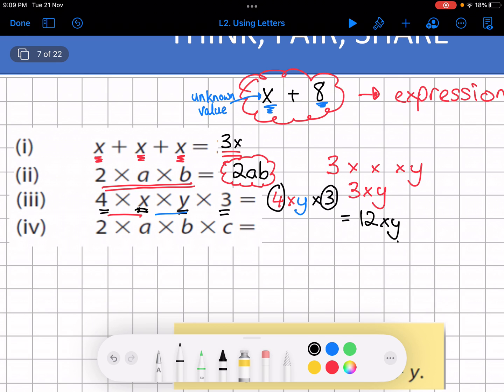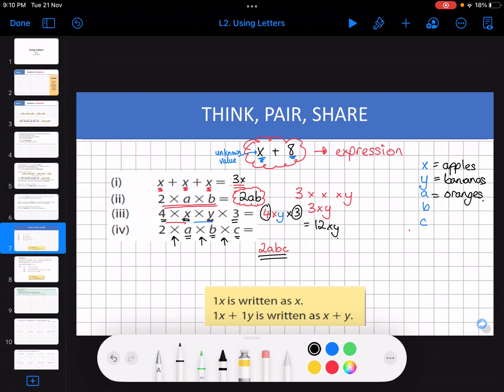Finally, if we have 3 letters in our sum, so A, B, and C, the same rules apply to the last one. 2 multiplied by A is just 2A. Then 2A multiplied by B is 2AB. And 2AB multiplied by C is 2ABC. So it just means you can get rid of the multiplication signs, remove them, and you'll get 2ABC. If you see x as well, that is the same as writing 1x. It's just a quicker way of writing it.